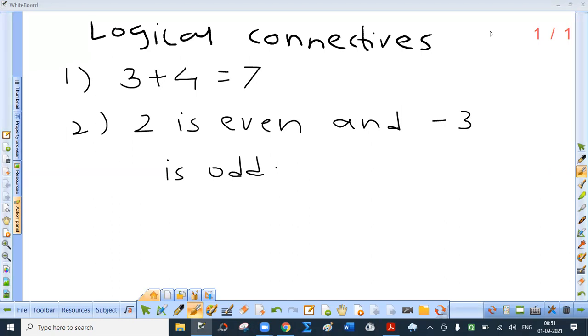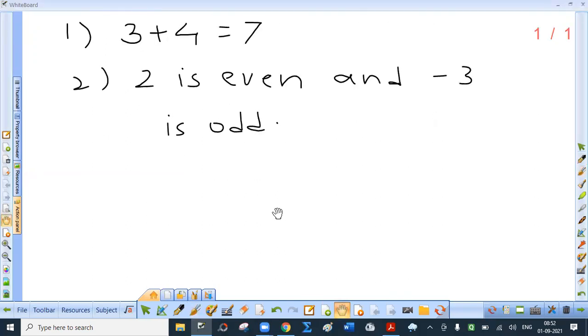Now we discuss logical connectives. The words or phrases which connect two or more simple statements to form a compound statement are called sentential connectives, or we can call them logical connectives or simply connectives.